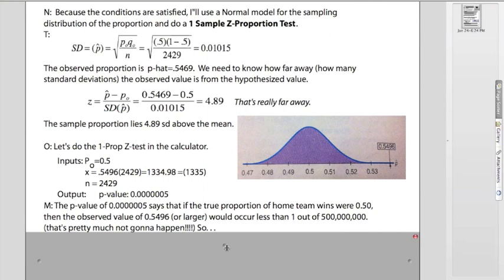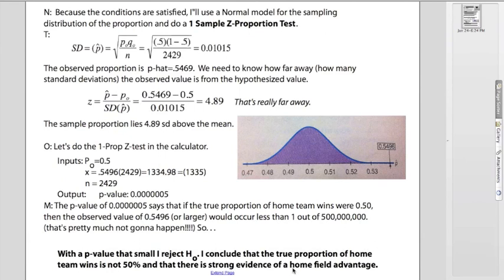The p-value, a really, really small number, says that if the true proportion of home team wins were 0.5, then the observed value that we got, which was 54.96%, or any larger percentage, should occur in less than 1 out of 500 million. That's pretty much 0% chance. And so what that means is, if my null is true, if the true value really is 0.5, then this outcome really shouldn't happen like this. And so if we look down, this is our final conclusion.